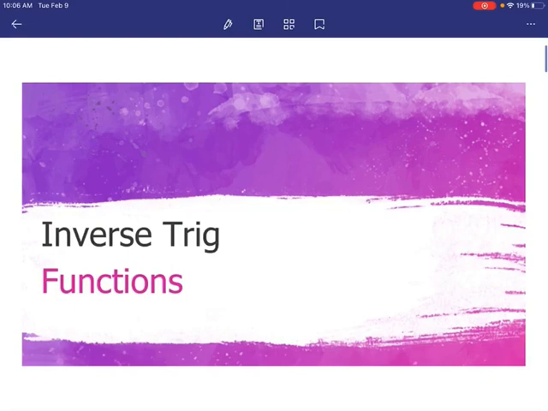So in our last notes, we covered our first inverse trig function, which was just the sine function. Now we need to go over the next two, which are going to be cosine and tangent. And they're going to be very similar.